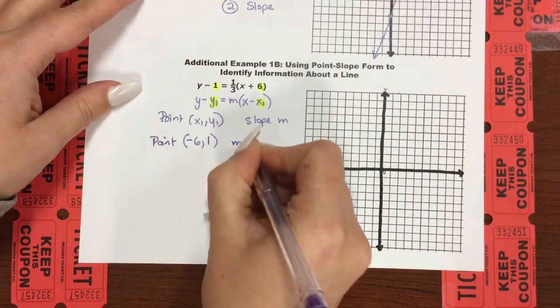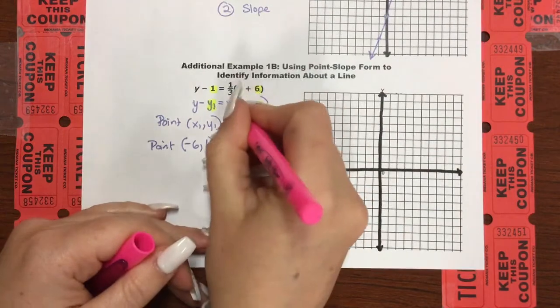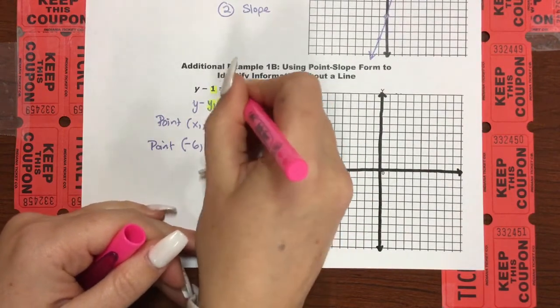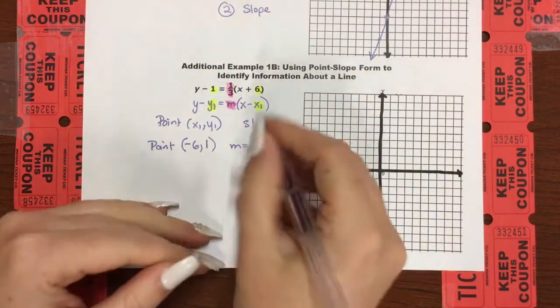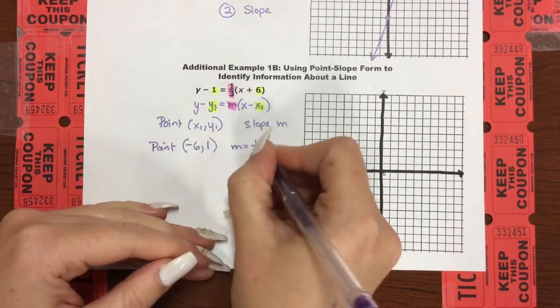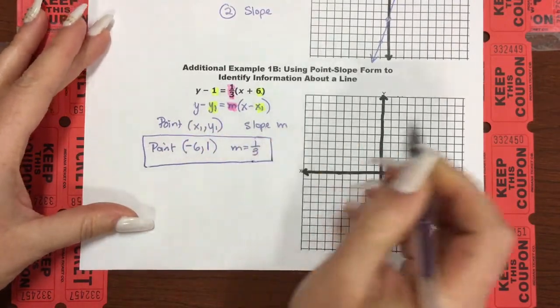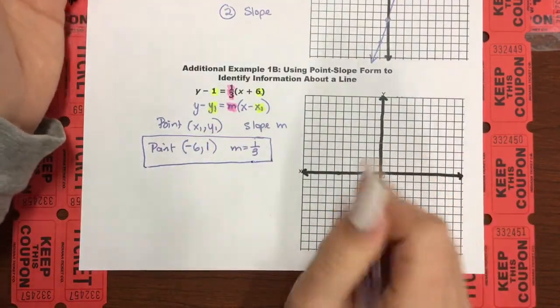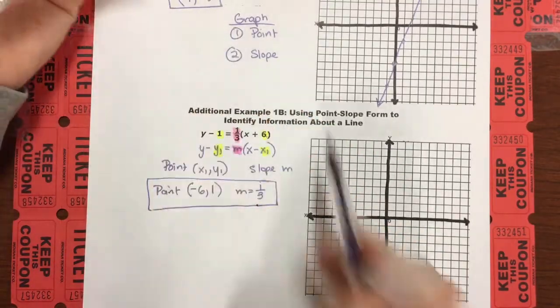And then my slope is equal to, where's my slope? My slope is m. And my slope is right here. It's 1/3 outside the parentheses. So m equals 1/3. Very cool. There's my point and my slope. Now I can graph it. And remember when we graph, I got to graph the point first and then the slope.